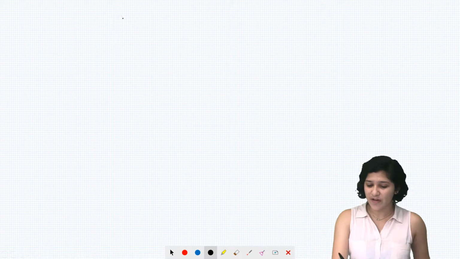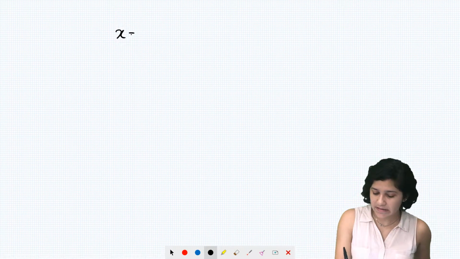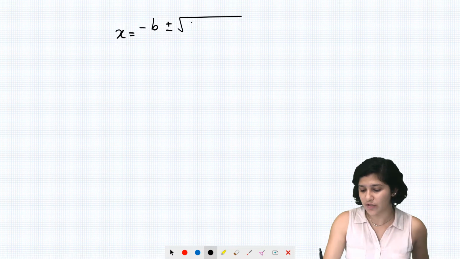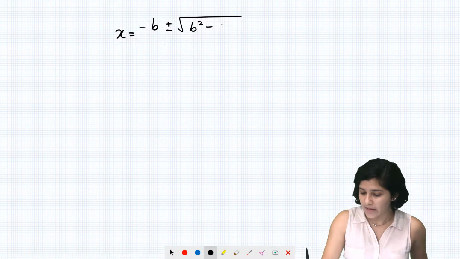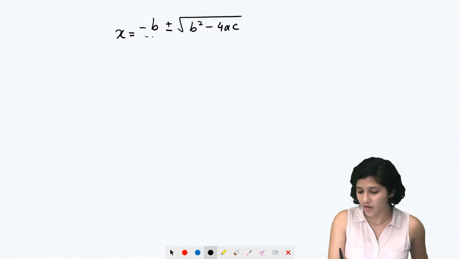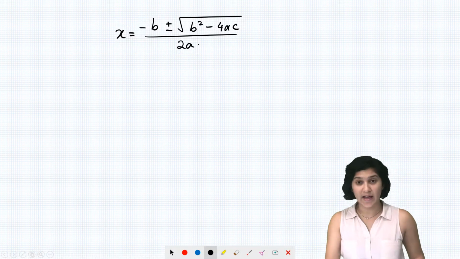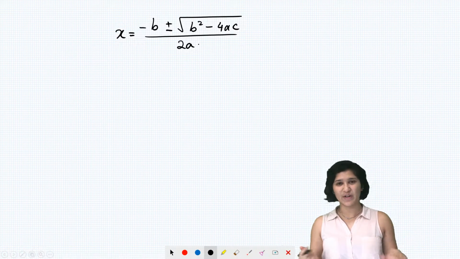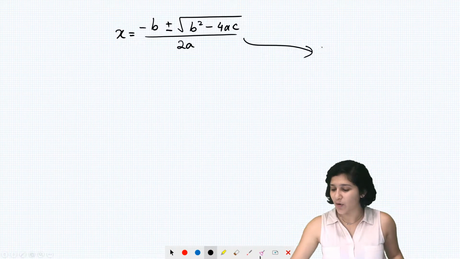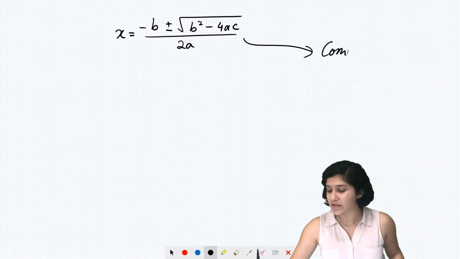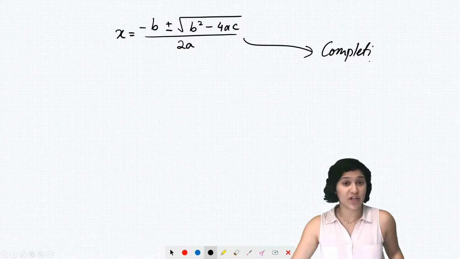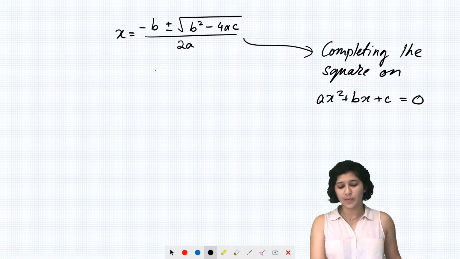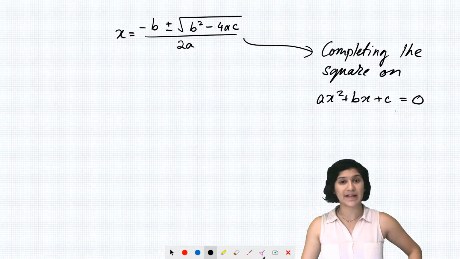Okay, so the quadratic formula is just x equals negative b plus or minus square root of b squared minus 4ac, over 2a. And if you tried out the challenge or saw the solution video, you'll see that we actually get this formula by completing the square on the general form. Okay, so the a, b, and c in this formula relate to the a, b, and c in our general formula.